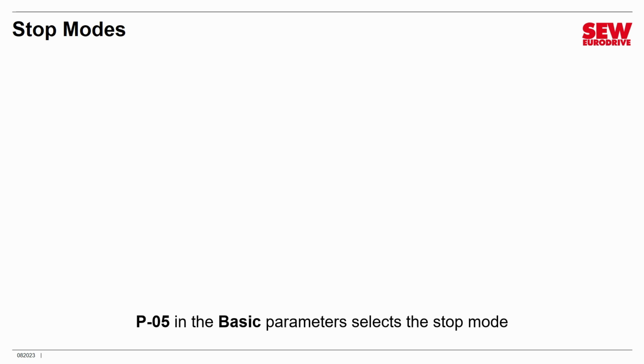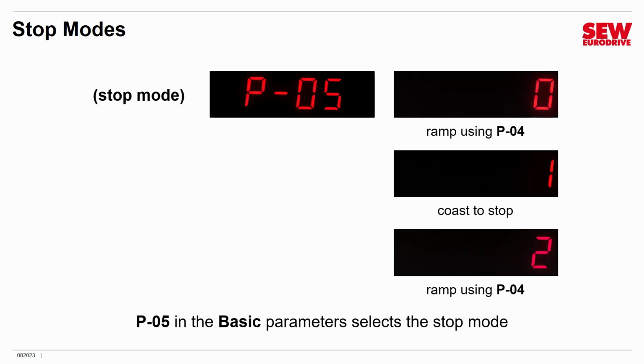P05 in the basic parameter set selects the stop mode, and you can set it to 3 values. You can set it to 0, 1, or 2. If you set it to 0, it's going to ramp to a stop using the ramp in P04. If you set it to 1, it will go into that coast to a stop mode. And if you set it to 2, it will also use the ramp in P04. So there's no difference between 0 and 2. You may wonder, why is this duplicated? You'll understand in just a minute, so just hold that thought.